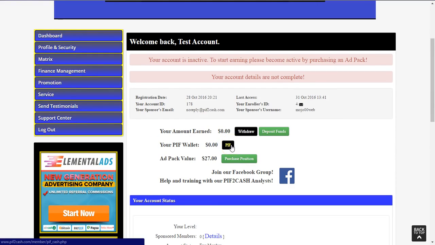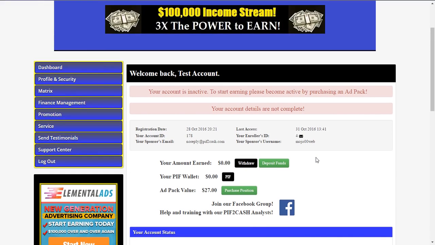This is very, very, very important to understand. This is going to be important for when you give away PIFs. If you're going to give away a PIF and follow the rules that go with PIF2CASH, there are 3 basic rules. The first rule is you must give away all of your PIF credits before you can withdraw.